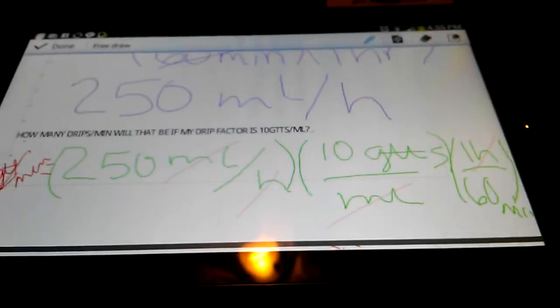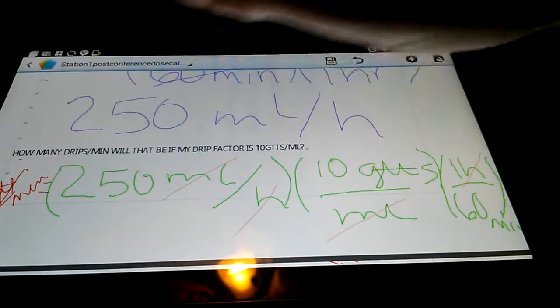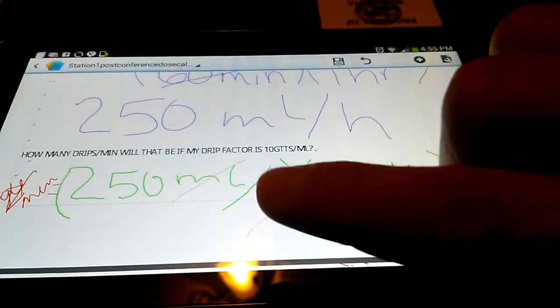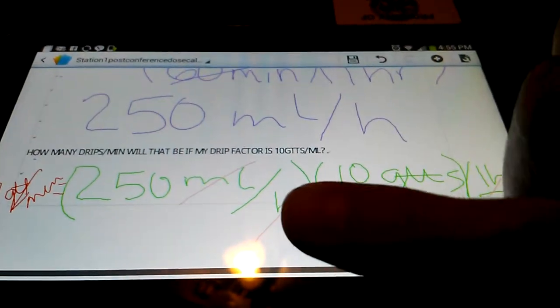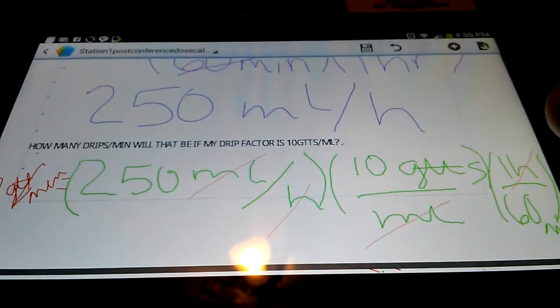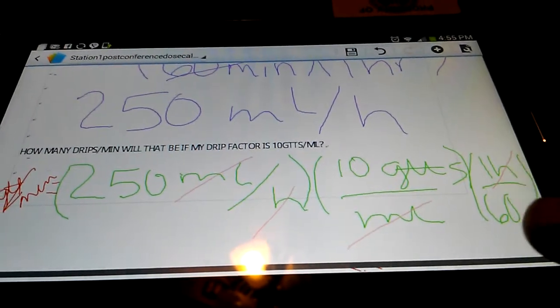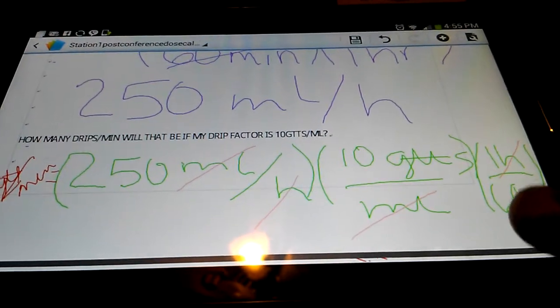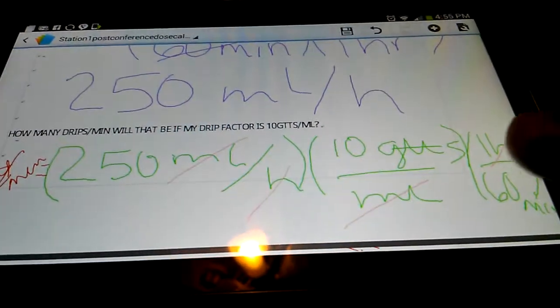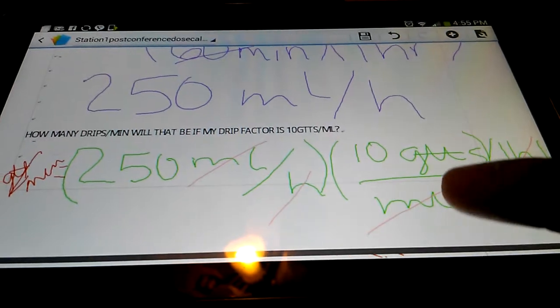And then what am I doing here, right? So I've got 250 mils per hour. That's a rate that I have. This is also a rate. So it's all a conversion, and it's only a conversion. That's all it is. So I need to get rid of the hours. So I've got 1 hour equals 60 minutes here. And I need to get rid of mils and get to drips. So I know that 10 drips equals 1 mil.